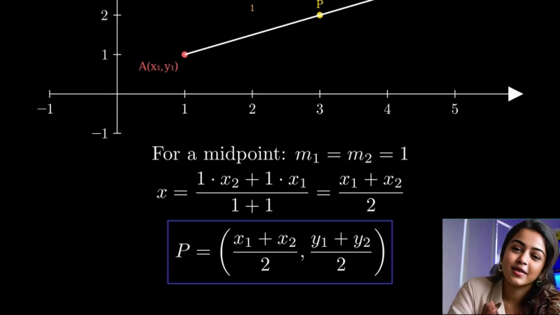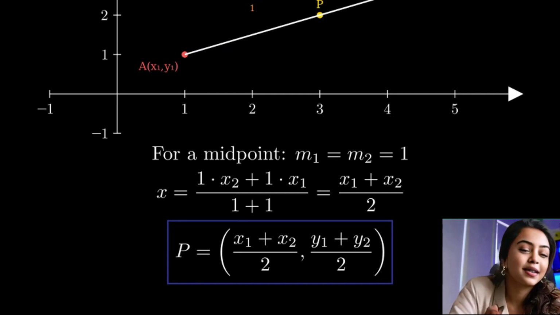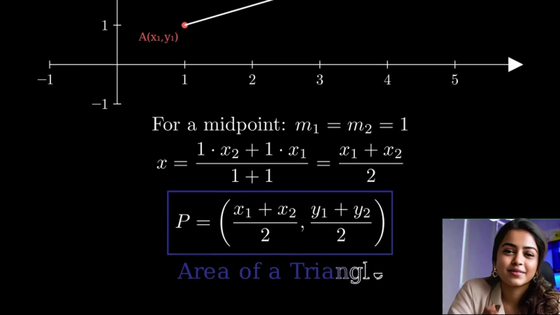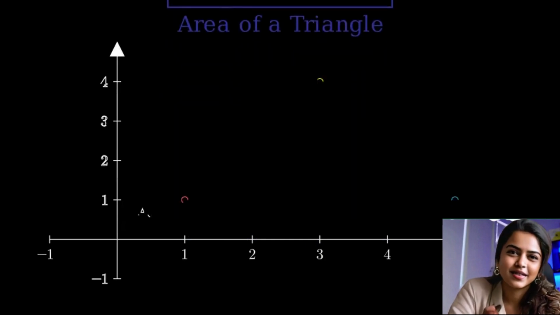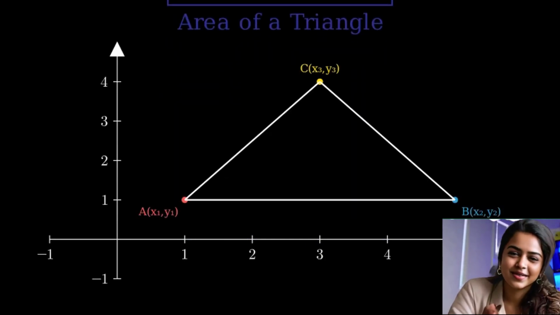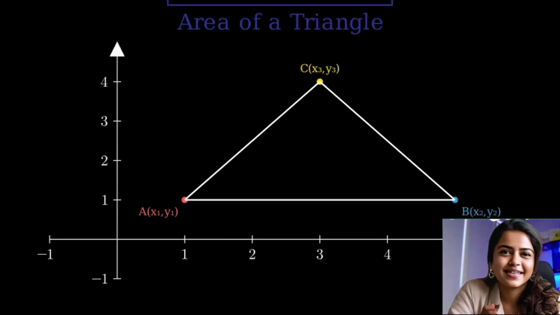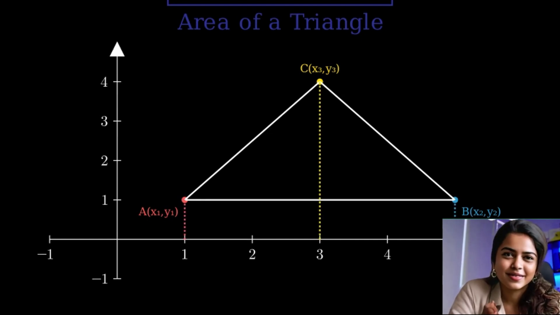Now, let's see how to find the area of a triangle using the coordinates of its vertices. Consider a triangle ABC with vertices A(x1, y1), B(x2, y2), and C(x3, y3). We can find the area by dividing the coordinate plane into convenient shapes and using the properties of areas. After some algebraic manipulation, we arrive at this formula for the area.